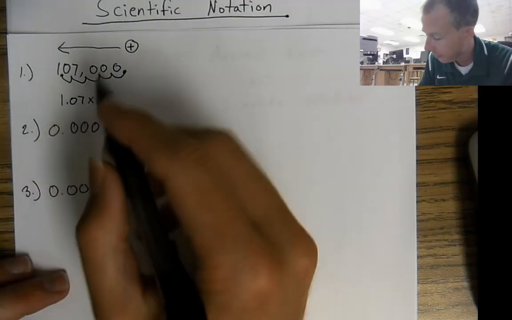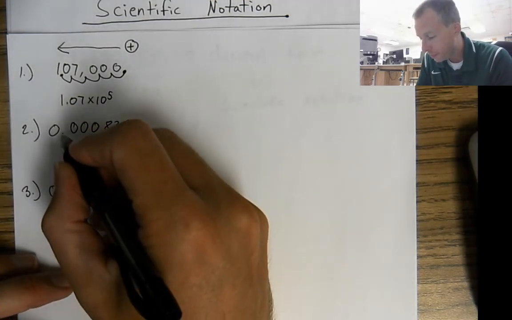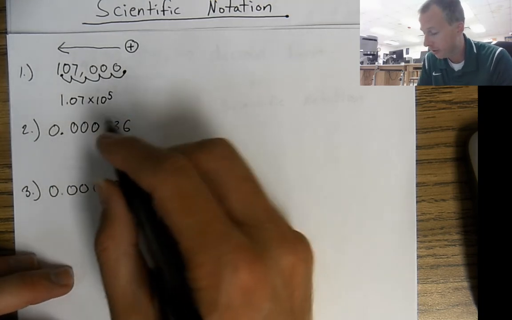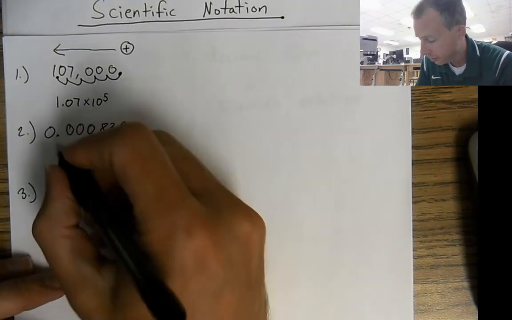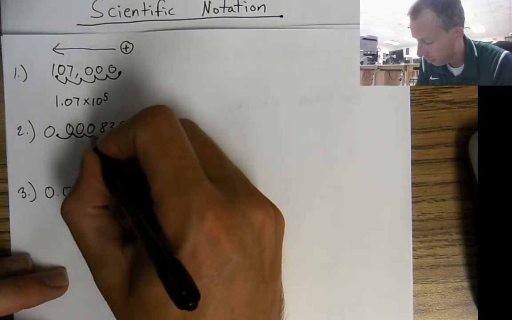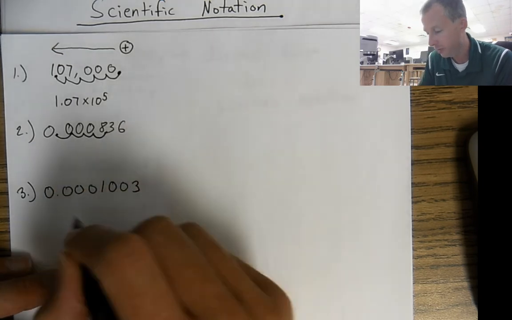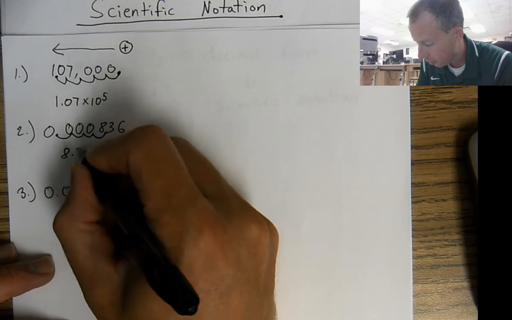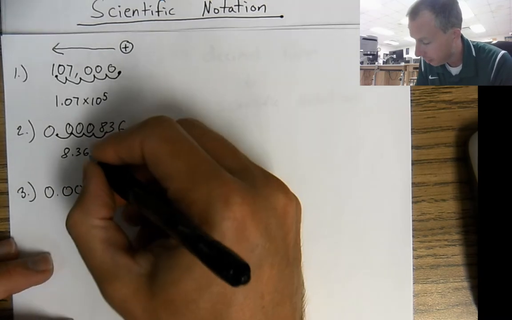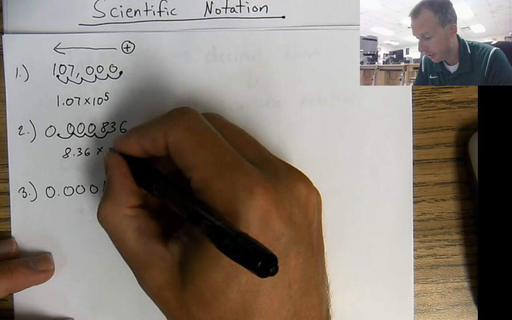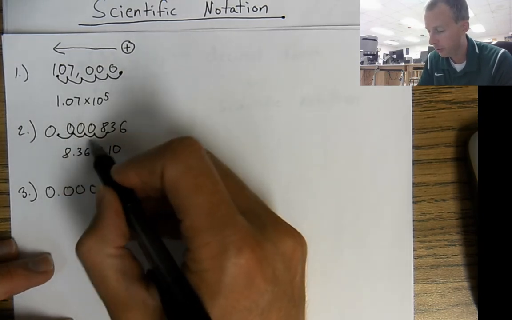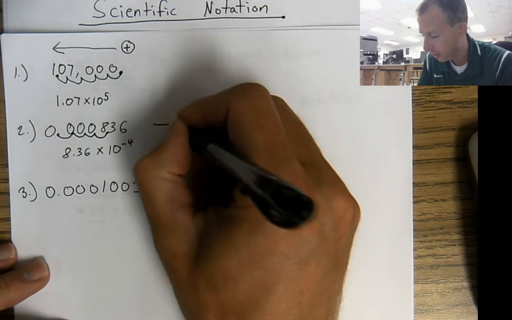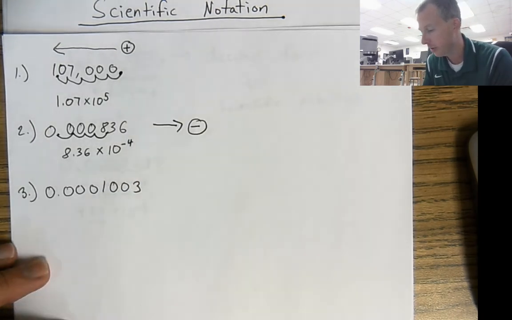So number 2 now, start here, and you've got decimals right here. This is a number that is less than 1. You clearly are going to have to move the decimal to the right. So you're going to go 1, 2, 3, 4. So you move it 4 over. You now have a number bigger than 1, less than 10, 8.36, times 10, and you moved it over 1, 2, 3, 4 spots, to the negative fourth. The reason it's negative is, again, you moved the decimal to the right, so it becomes negative.